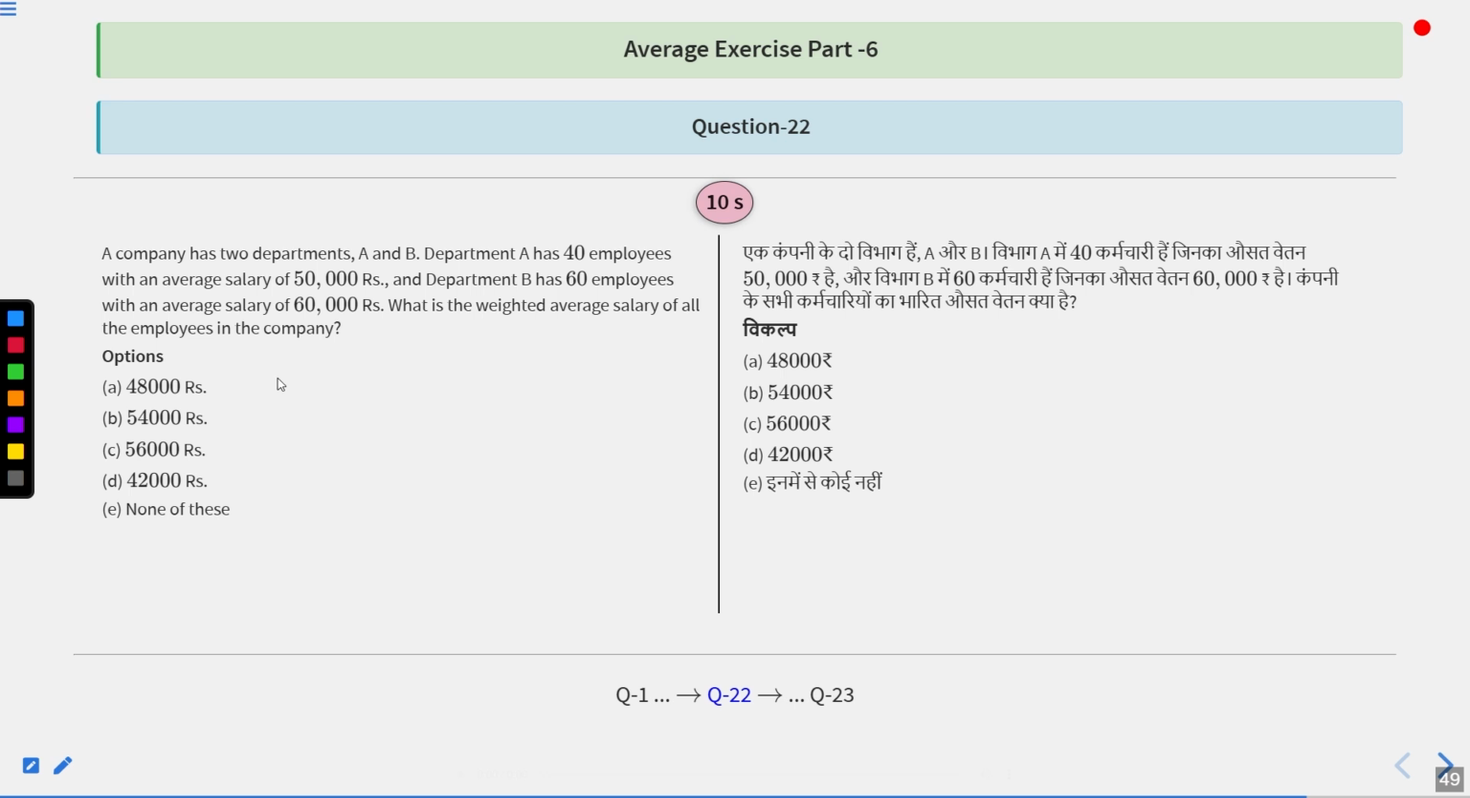A company has two departments, A and B. Department A has 40 employees with an average salary of 50,000 and Department B has 60 employees with an average salary of 60,000 rupees. What is the weighted average salary of all the employees in the company? You have 5 options and 10 seconds to analyze the question. Your time starts now.